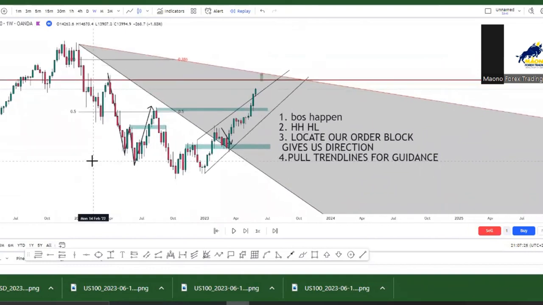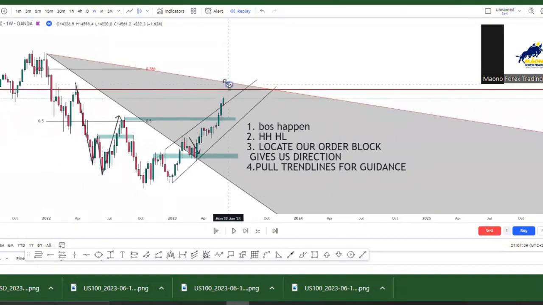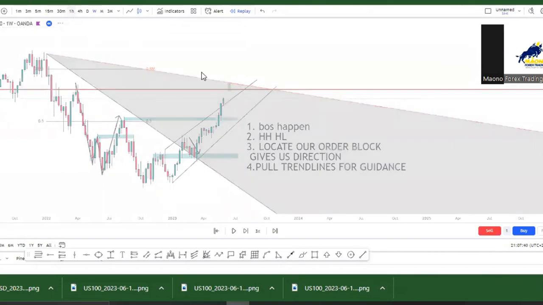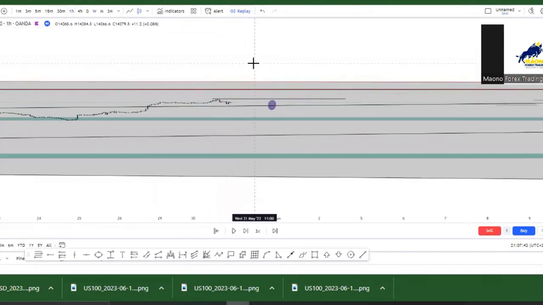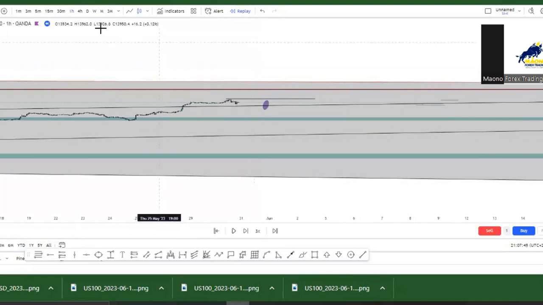But guys, don't sleep on this tool. Utilize it. It's called a FIB fan. Okay, so I knew the market was going to go here and it was going to react off this level. So let's see. But okay, my trading plan is still there.